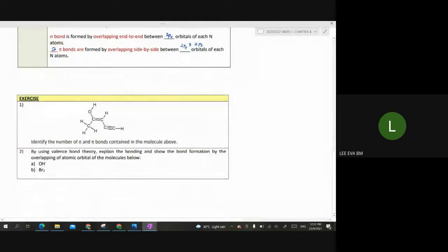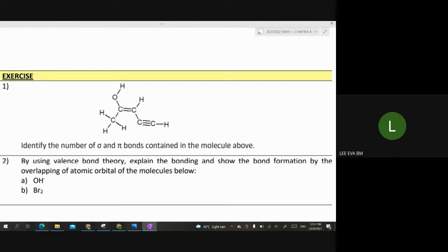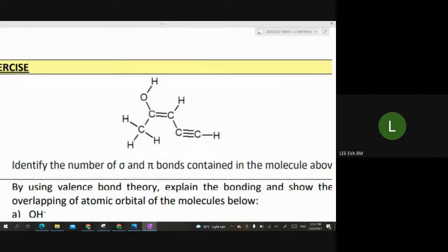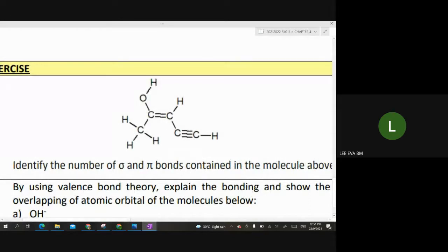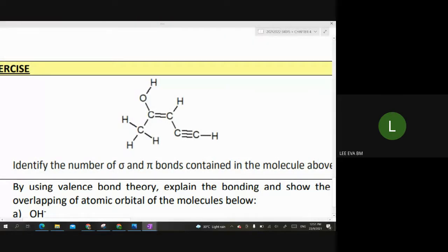Okay, so kita cuba sikit untuk exercise. So the complicated one next week lah. Exercise number 1, identify the number of sigma and pi bond content in the molecule above. So maybe enlarge a little bit. So kita buat sama-sama tolong kirakan berapa sigma bond yang kita ada. Kita ada bagi masa.